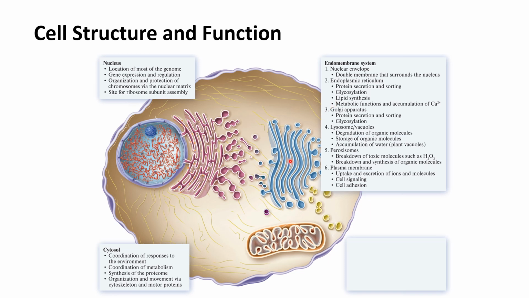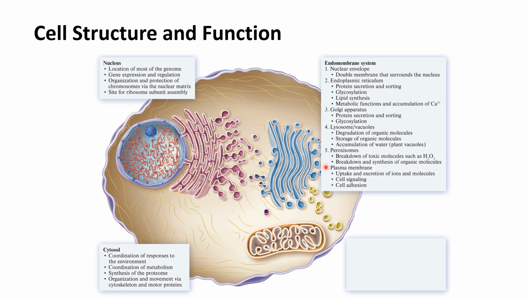Now, the third is the Golgi apparatus. Remember the blue stacks of membranes, right? That also plays a role in protein secretion and sorting, and also glycosylation. We'll talk more about that later. Don't worry about it right now. The lysosomes would be the little yellow bubbles there, and the vacuoles, right? They help to degrade organic molecules. They help to store them and also accumulate water, in particular in plant cells. The peroxisomes will break down toxic materials and also break down organic molecules via hydrolytic enzymes.